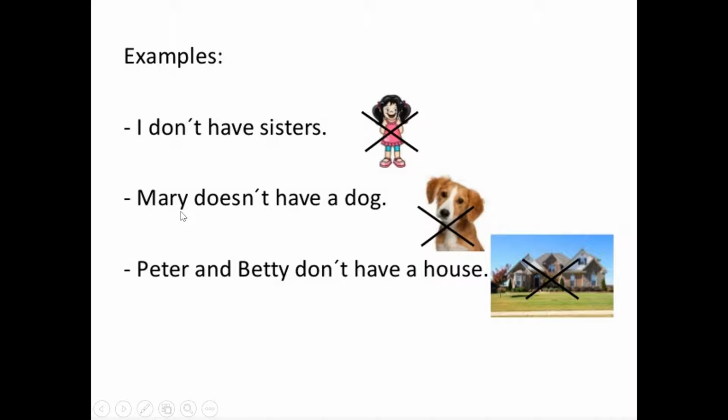Mary is a name of a girl. It refers to the subject pronoun she. She doesn't have. Mary doesn't have a dog. And the last example, we use the verb don't have because the subject Peter and Betty is a plural noun. It refers to they don't have. Peter and Betty don't have, or they don't have a house.